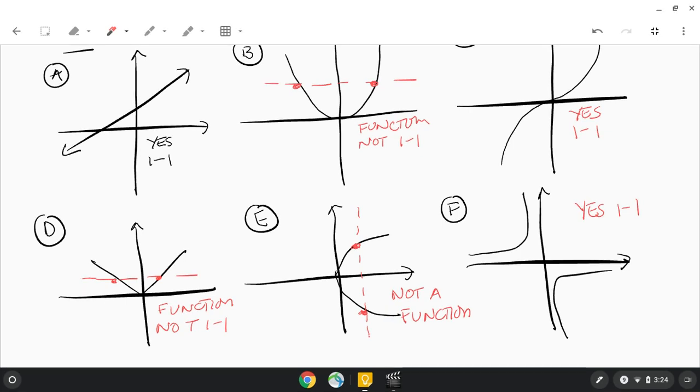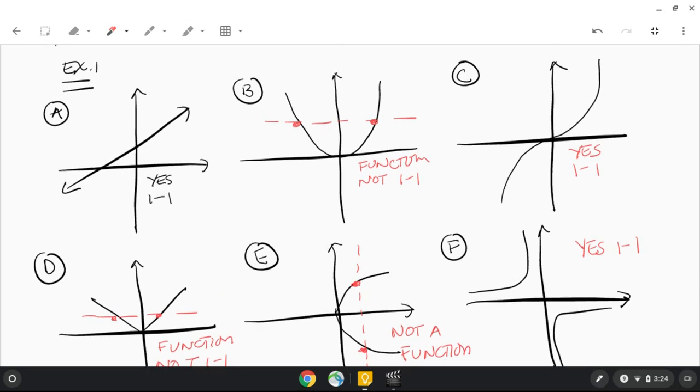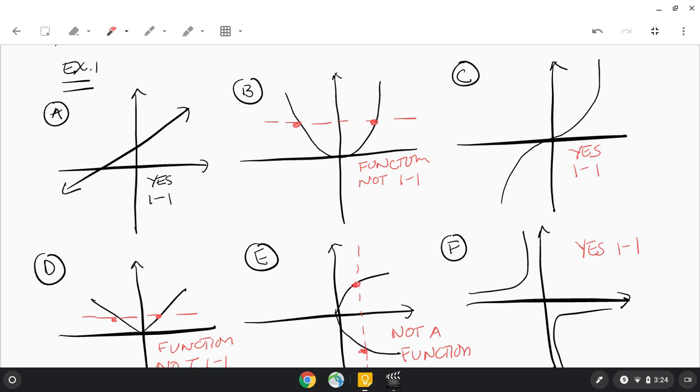Now, so let's take a look. Letter B and D are functions, but they are not one-to-one functions. However, there is a way where if you restrict the domain, let's say we're looking at letter B. Okay, we have that parabola. So that's the graph of y equals x squared.